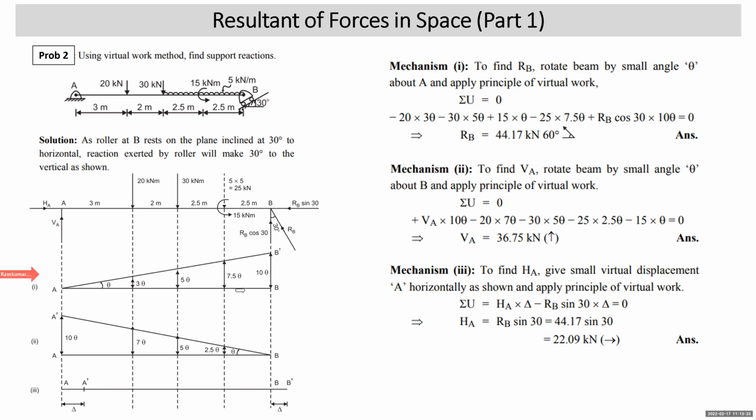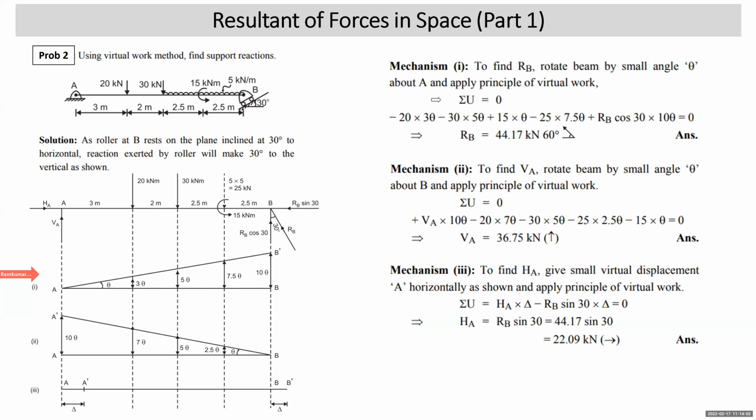To find RB, we rotate the beam by small angle theta about A, so that HA and VA will not do work and only RB will do work. All right. Now, the point where 20 kilonewton is acting is at 3 meters, so its displacement in the direction of 20 kilonewton is 3 theta. This is 5 meters, so 5 theta. This is at 7.5 meters from the point of rotation A, 7.5 theta. This is at 10 meters, so 10 theta, right?